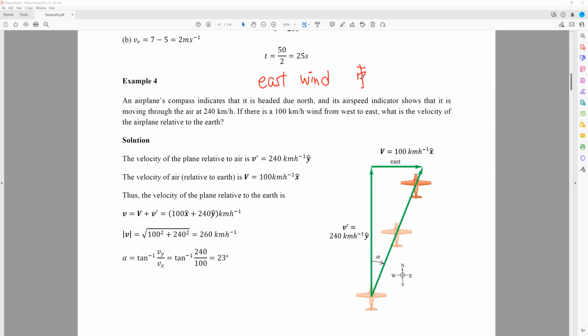In Chinese it is 东风啦. When they say east wind, that means the wind is coming from the east. It's called an east wind. That is stated clearly, from west to east, 100 km per hour. So this is the velocity of air relative to the earth, or relative to the ground.